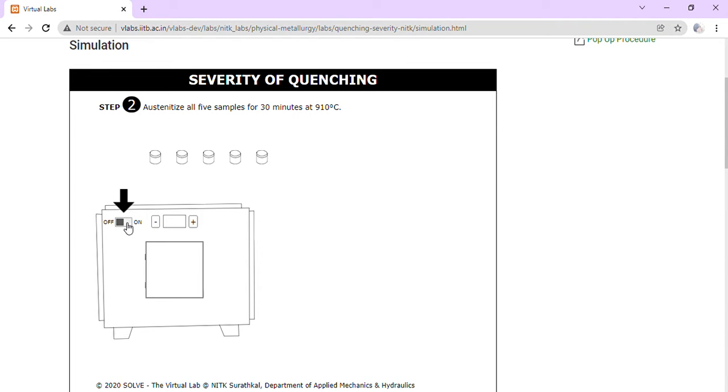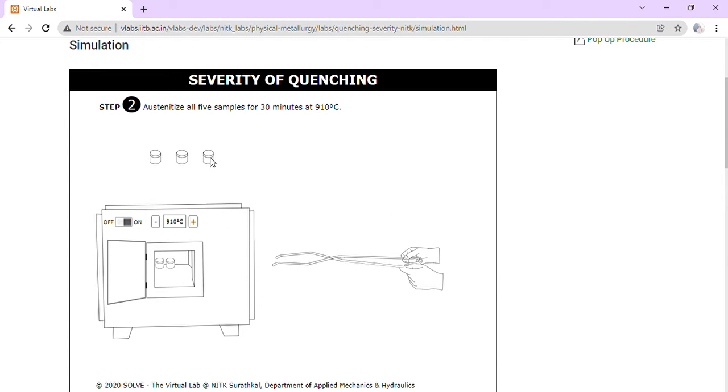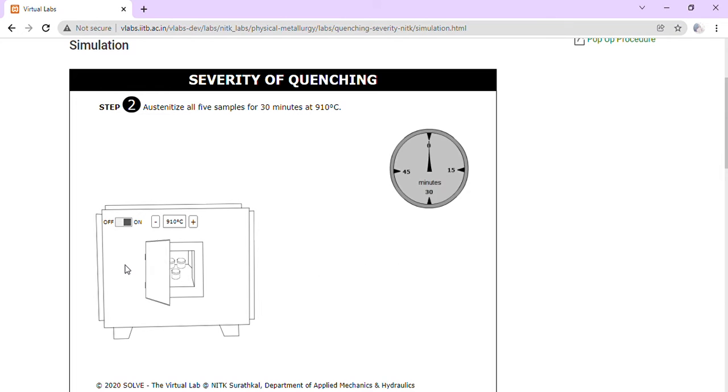So we turn on the furnace. We set the furnace temperature at 910 degrees Celsius. We open and we put all the 5 samples in the furnace. So we close the furnace and we wait until 30 minutes. After 30 minutes, we turn off the furnace.